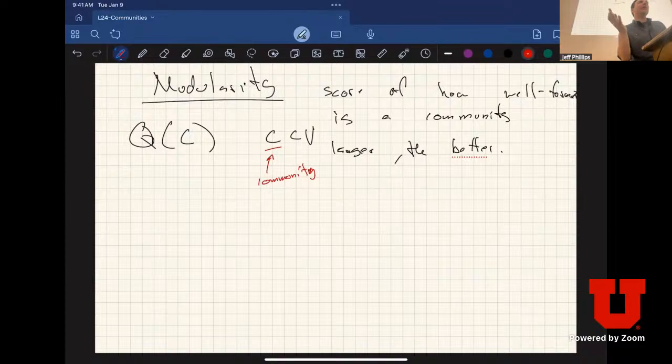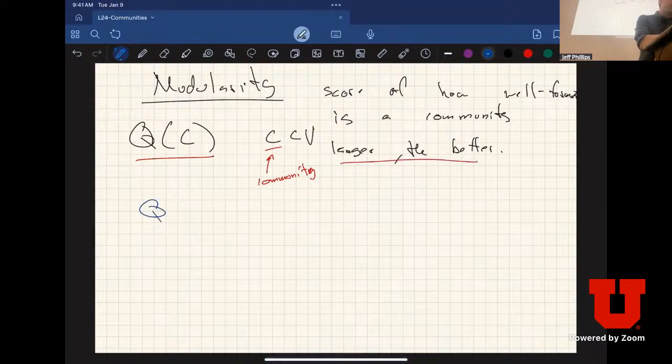Modularity doesn't really have any parameters, although people have managed to put parameters back into it. But it's a score, and I just want to find the community that optimizes the score. So I want to find the subset of vertices that maximizes the score. The larger, the better.